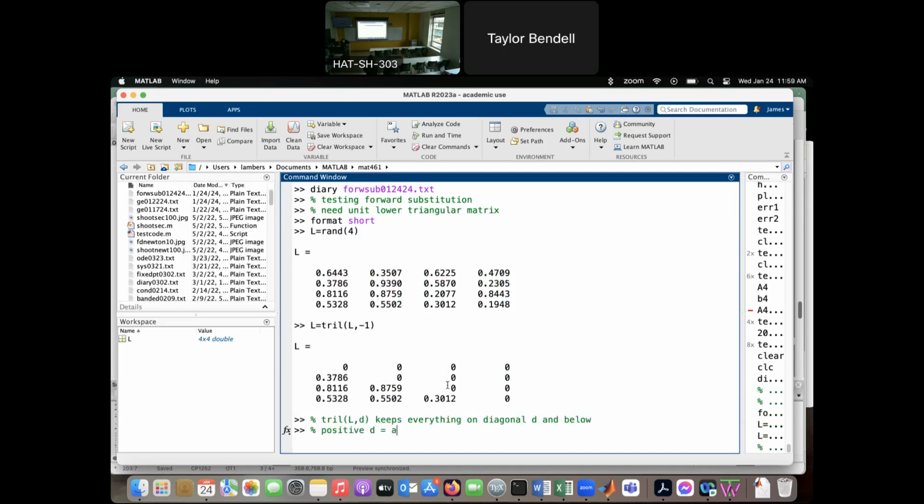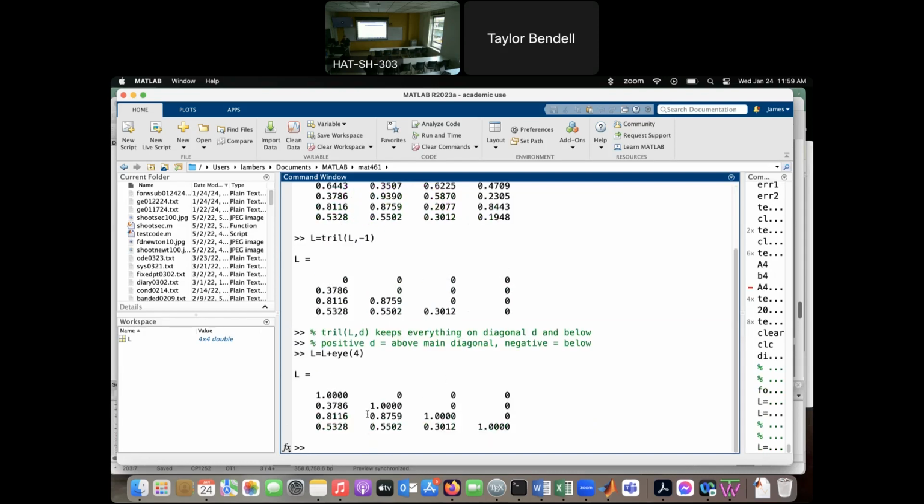Alright, so positive D equals above the main diagonal, negative is below. There's a similar command, triu, for extracting the upper triangular portion of a matrix. So if you do something involving an upper triangular matrix, you can use that to create one. Now, I still need ones on the diagonals. What I'll do now is add eye, which is a command that gives you an identity matrix. In this case, we want a 4x4 identity matrix. So I'm just going to add ones to the diagonal. And now L is unit lower triangular.